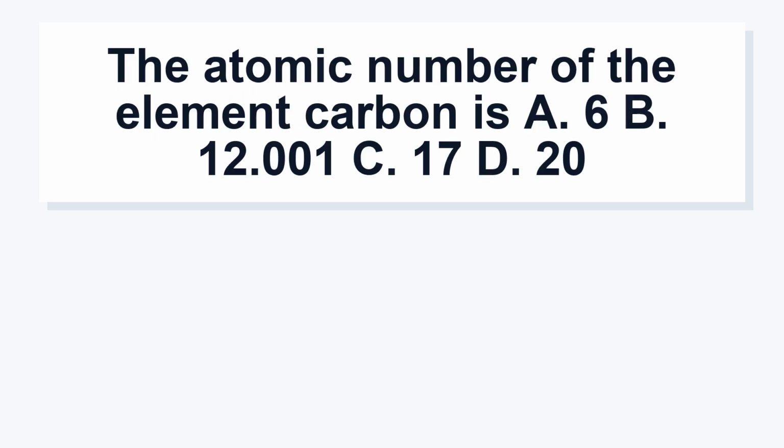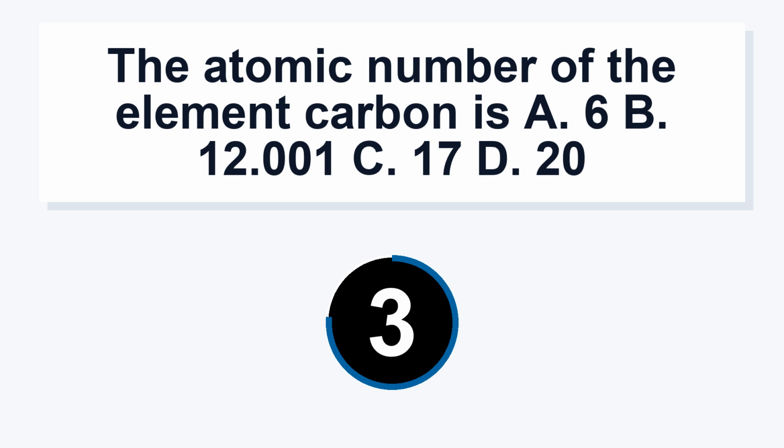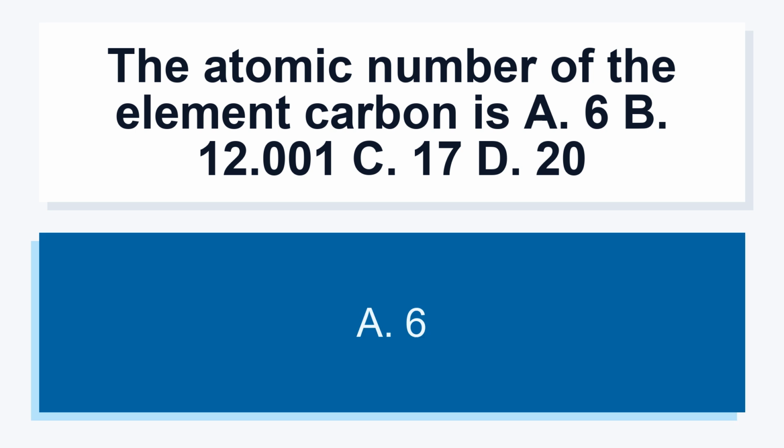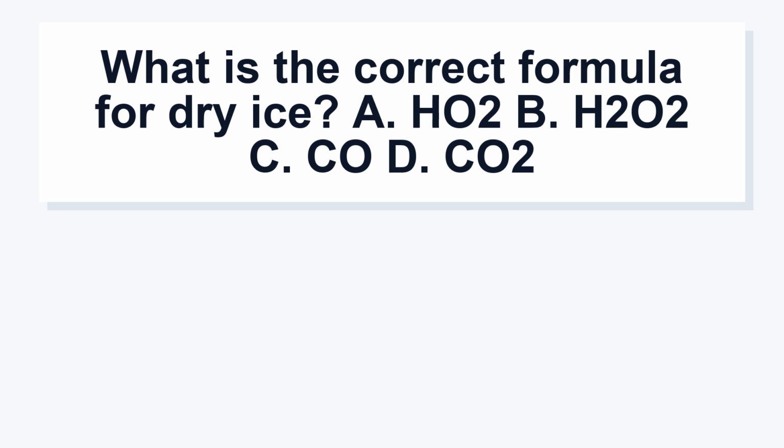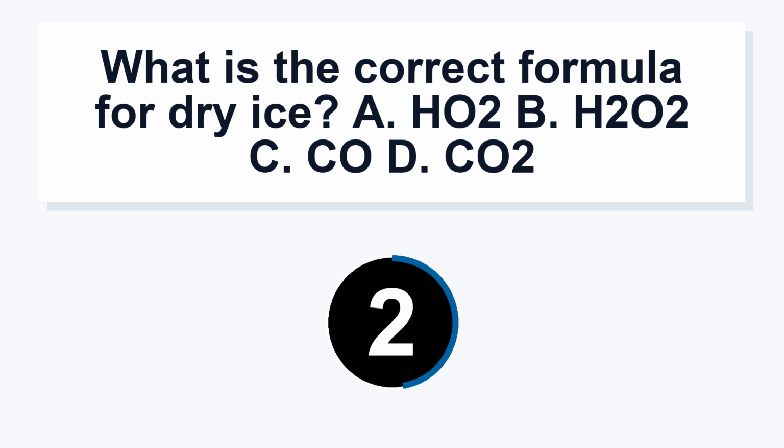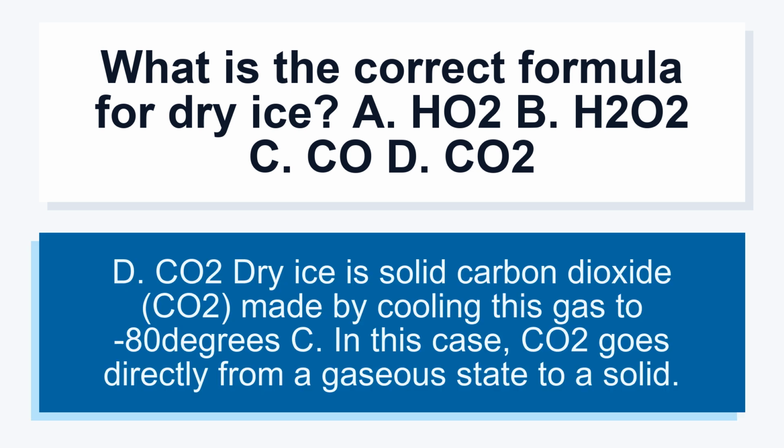The atomic number of the element carbon is A. 6, B. 12.001, C. 17, D. 20. A. 6. What is the correct formula for dry ice? A. H2O, B. H2O2, C. CO, D. CO2. D. CO2. Dry ice is solid carbon dioxide, CO2, made by cooling this gas to minus 80 degrees Celsius. In this case, CO2 goes directly from a gaseous state to a solid.